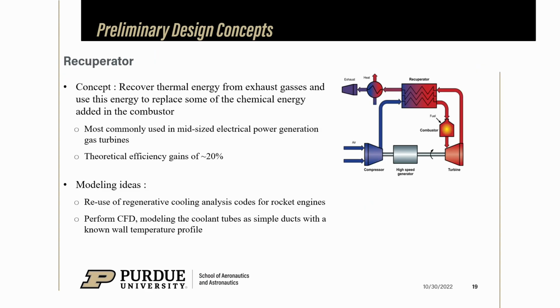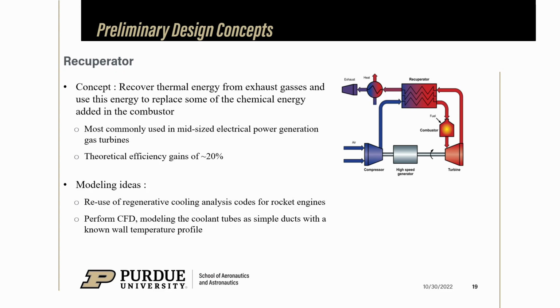The next concept that we're taking a look at here is a recuperator. The concept here is to take some of the hot exhaust gases and run them through a heat exchanger to recover some of that unused thermal energy in the flow. The other side of that heat exchanger is used to transfer heat to the air between the compressor and the combustor. By doing so, we're able to replace some of the fuel burn with that exchanged heat to improve our overall efficiency. This is most commonly used in mid-size electrical power generation gas turbines and is not on any flight systems that we know of.